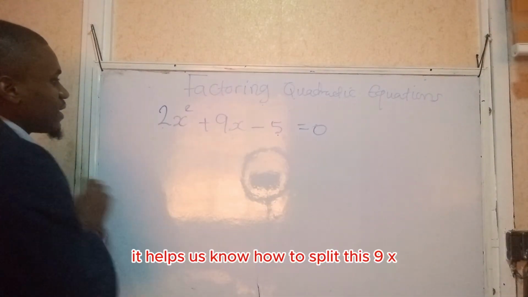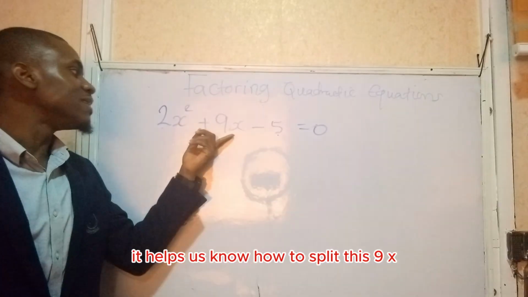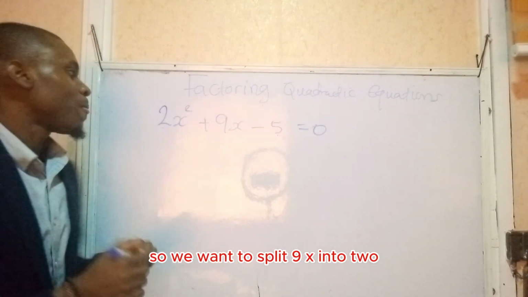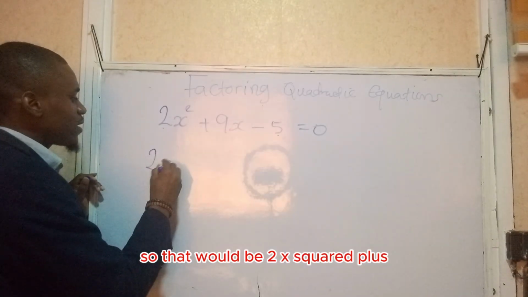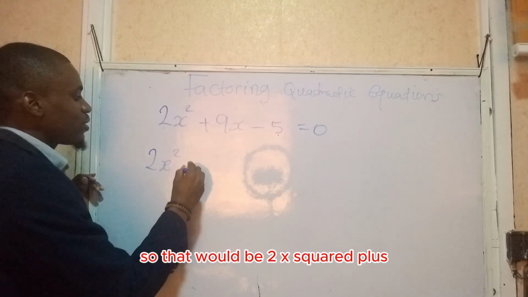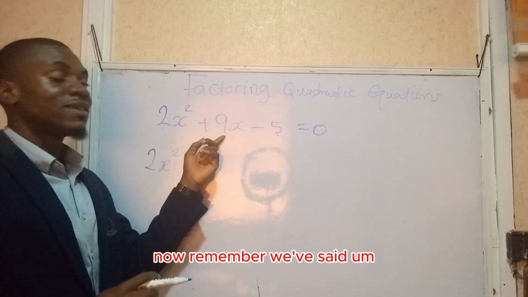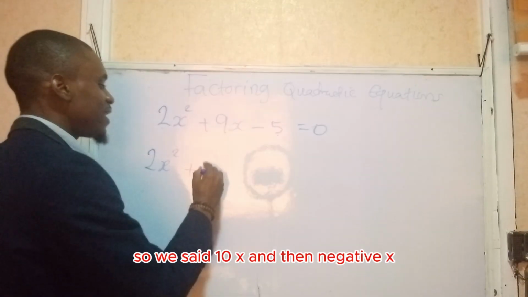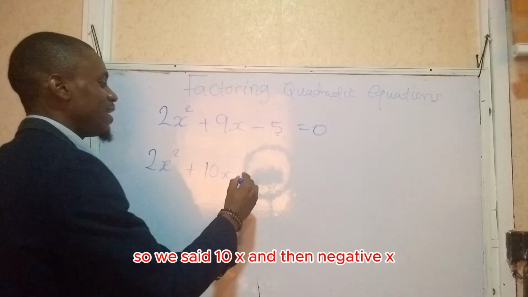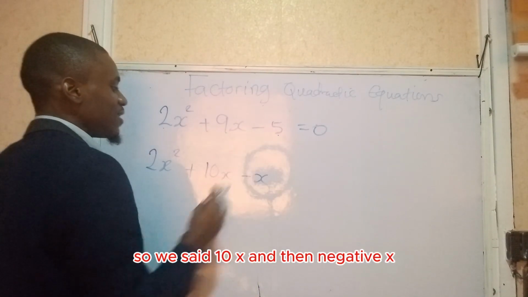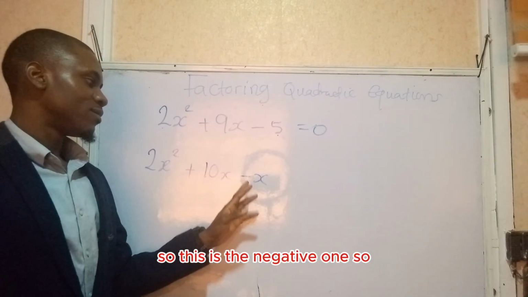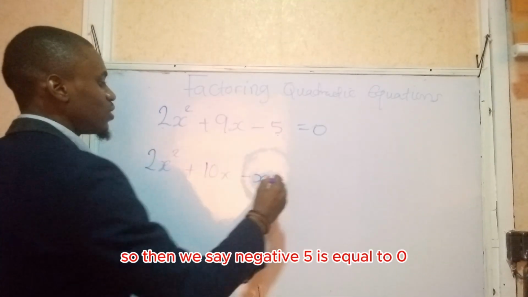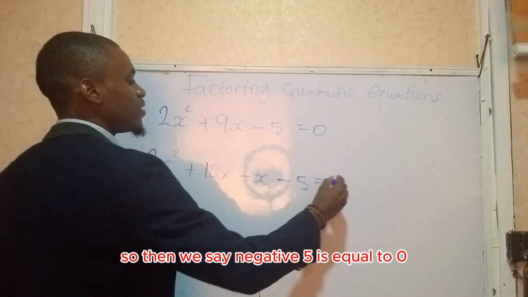What that does is it helps us know how to split this 9x. So we want to split 9x into 2. That would be 2x squared plus, now remember we've said the factors are 10 and negative 1, so we'll say 10x and then negative x. This is the negative 1, but we don't have to write 1. The coefficient of x is already negative 1 here. Then we'll say negative 5 is equal to 0.